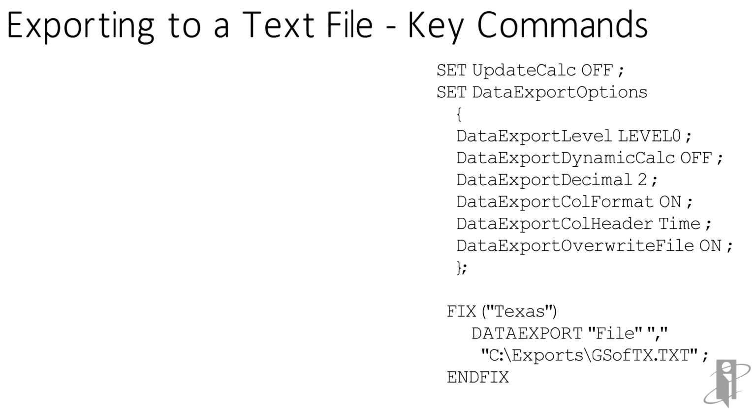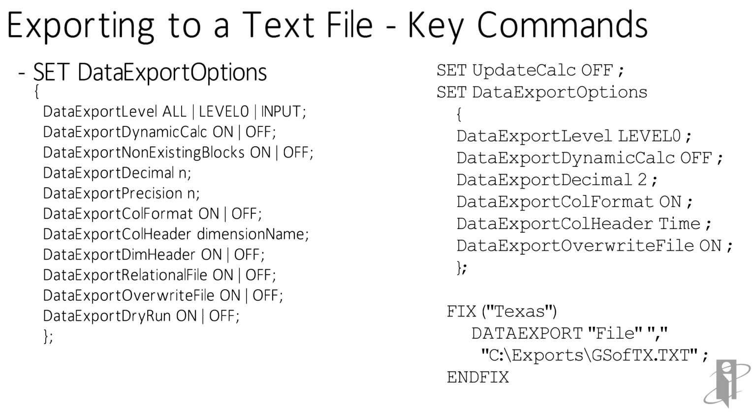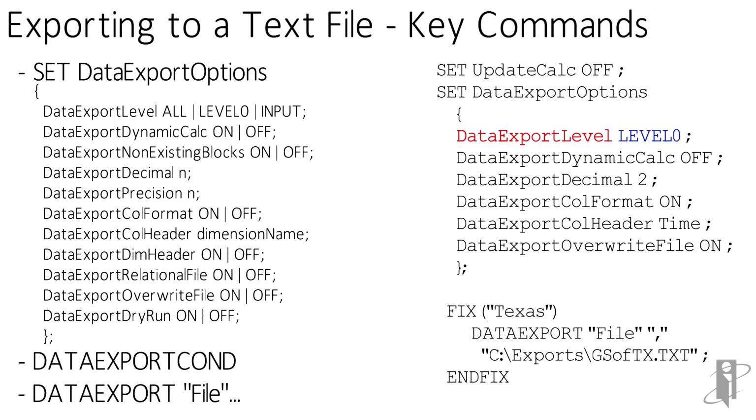But in our example here, we're going to export out just the data within Texas, and we're going to export it to a file. We're going to set a few options first. We're going to say export level 0. We're going to turn off dynamic calc. We're going to set it to 2 decimals, turn on column format, put time across the columns. We're going to overwrite the file if it's currently existing. Notice we also have set update calc off at the top, so it operates on the entire database, not just the blocks it thinks are dirty and need to be calculated.